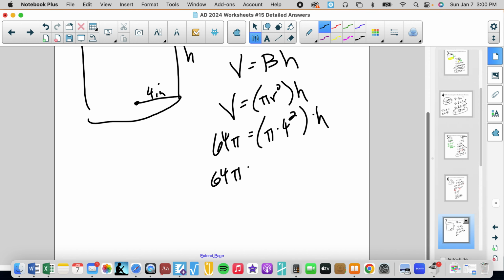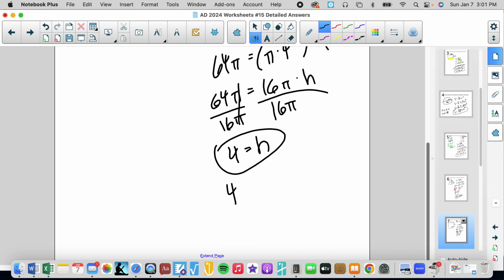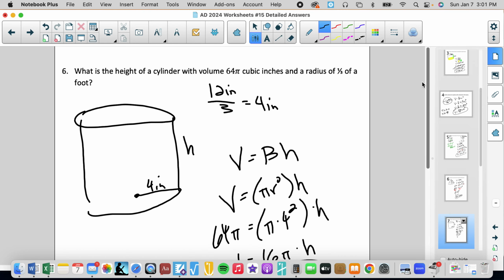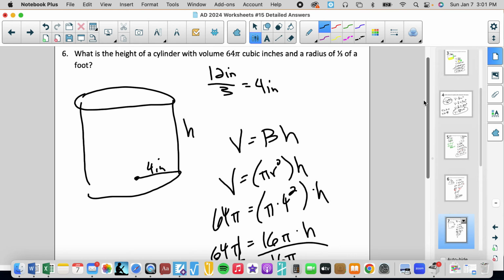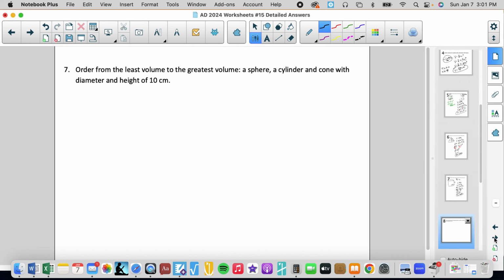64 pi equals 16 pi times h. Let's divide by 16 pi. 16 pi, I think that's 4. These cancel. 4 equals h. Height, now let's use units. Now we want units. So inches. So 4 inches equals the height. So the height of the cylinder is going to be 4 inches.